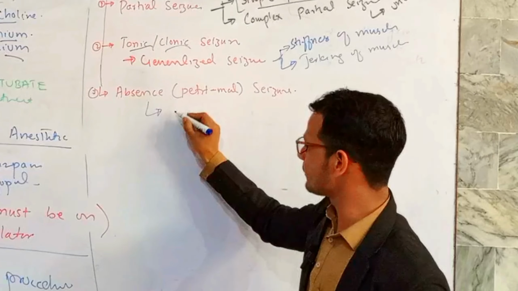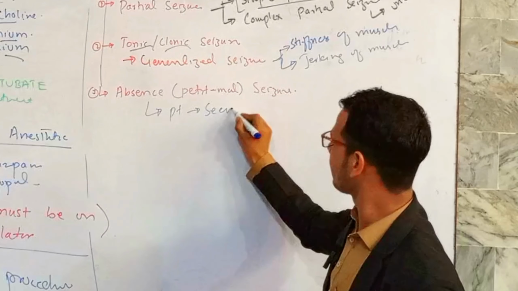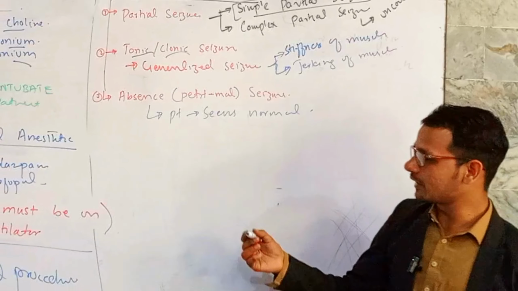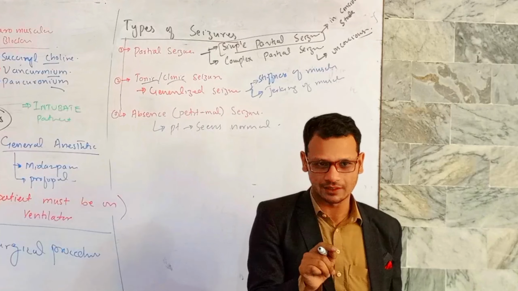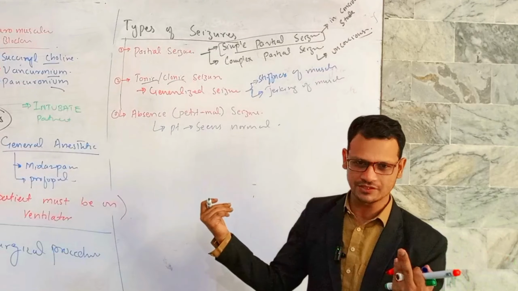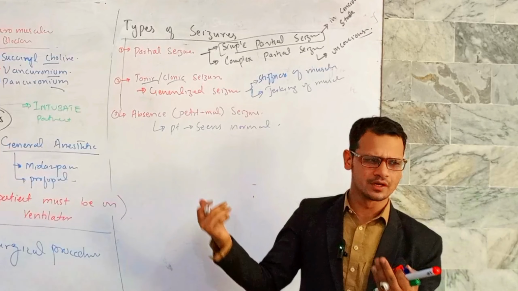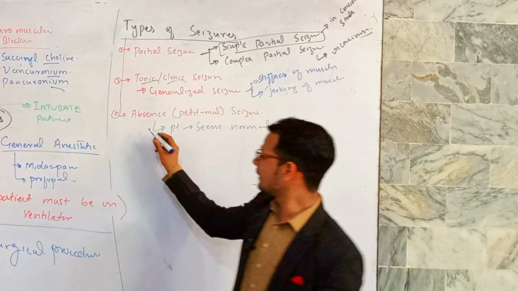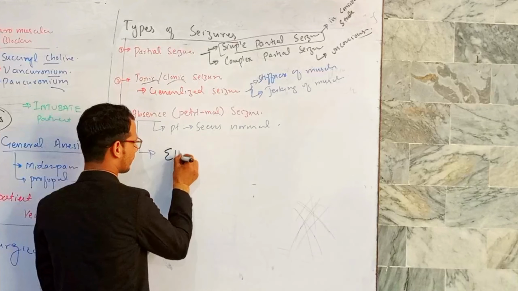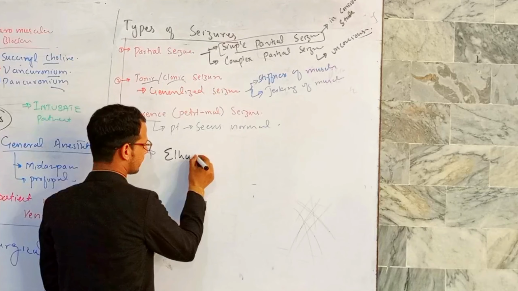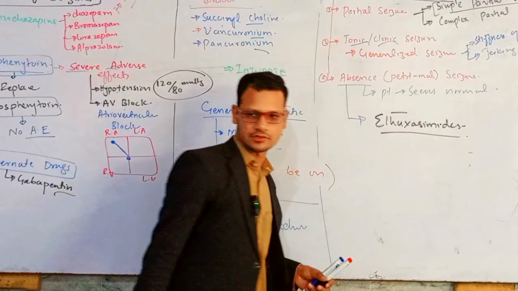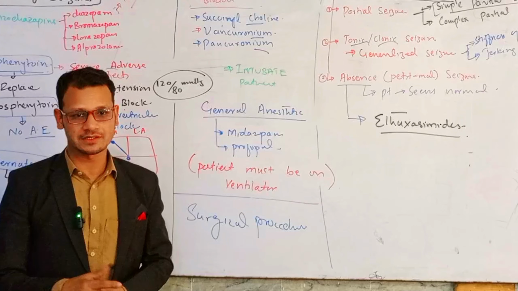This is absence seizures. In absence seizures, the patient seems normal. We think the patient is looking at something, but the patient is actually not looking at anything. He is just thinking. This lasts just 2 or 3 minutes. The drug of choice for absence seizures is ethosuximide.